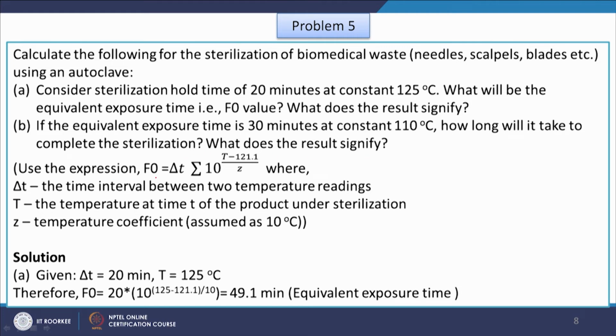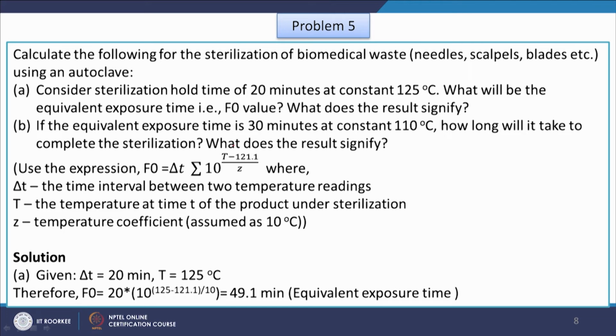Use the expression FO equal to del T into sum of 10 to the power (T minus 121.1) by Z, where del T is the time interval between two temperature readings, and this is nothing but the duration basically, and T is the temperature at time T of the product under sterilization, that is the sterilization temperature, and Z is the temperature coefficient assumed as 10 degree centigrade. We have discussed this in the previous class as well. So, here we have to calculate the FO for two different conditions. So, we will do that.